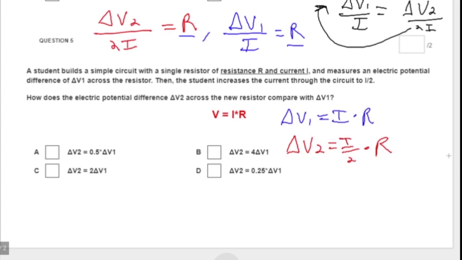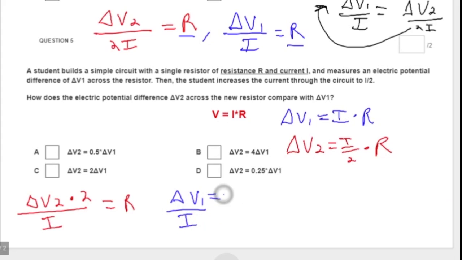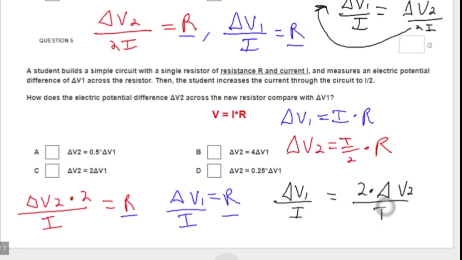You're going to notice that we didn't change the resistance again, so we have to do what we did before and manipulate our equations to solve for R. So I get delta V2 divided by, I divide I over 2 to the other side. It gives me I, the over 2 goes up to the top, and I have delta V2 times 2. It's equal to R. Now I solve for my other equation. Delta V1 is equal to, divide the I over, so delta V1 over I equals R. I have R over here, I can set them equal to each other just like I did before. Delta V1 over I is equal to 2 times delta V2 over I.